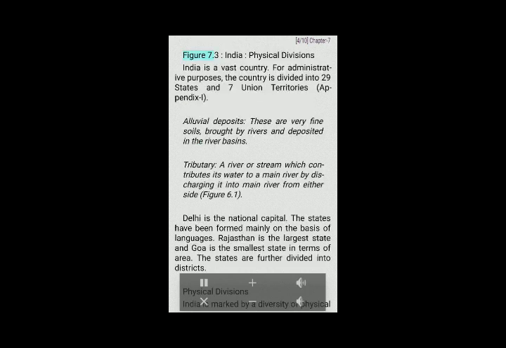Political and administrative division. Figure 7.3. India. Physical divisions. India is a vast country. For administrative purposes, the country is divided into 29 states and 7 union territories, Appendix I.